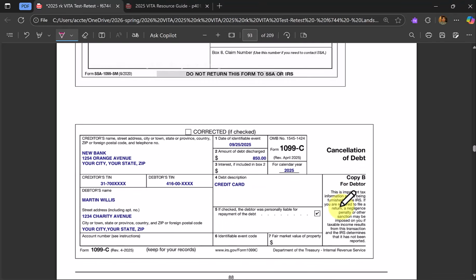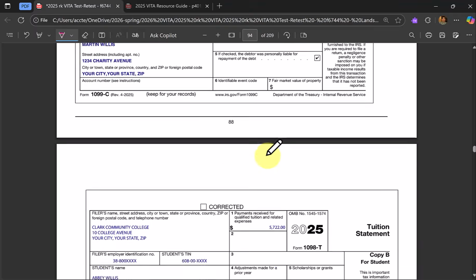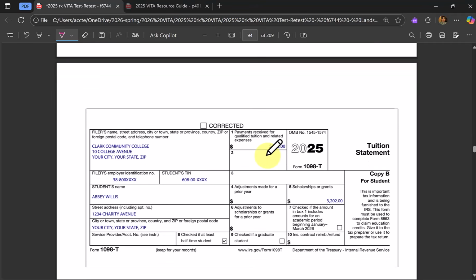And here's Martin's cancellation of debt. All of this 850 will be taxable. And Abby's tuition and scholarship.